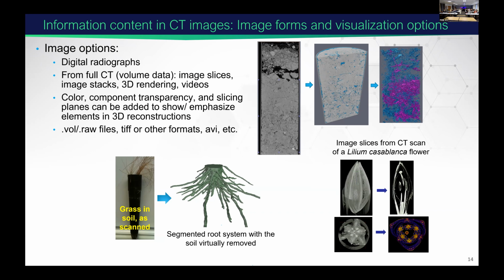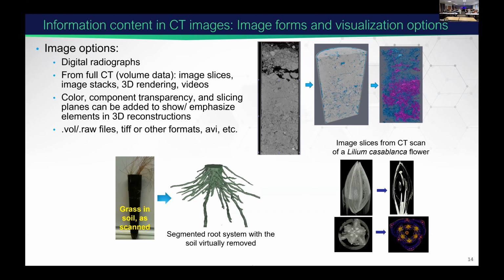So the CT data can be represented in many different ways. Image-wise, we can provide digital radiographs, which is the simplest. But from full CT, we can provide images such as the 2D slice shown here. After segmentation, we can create visualizations of the different components. On the right, we applied transparency to the soil components, the soil matrix, and we only see the porosity. So we can provide those images, 3D perspective views, and introduce clipping planes or slicing to highlight and emphasize components.